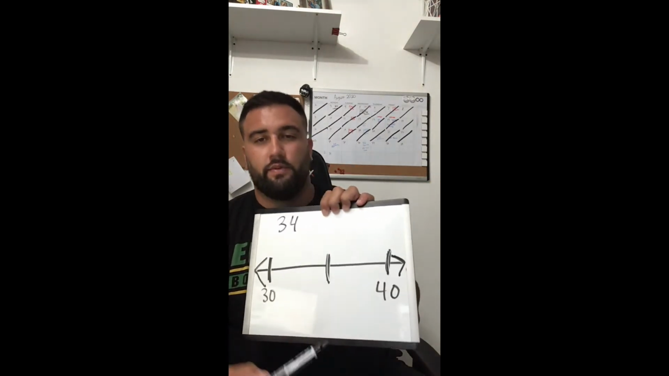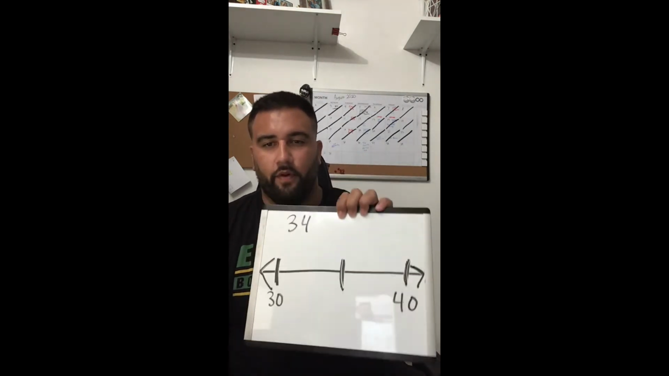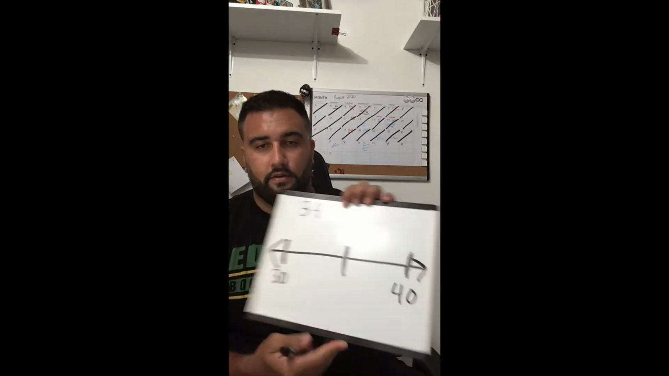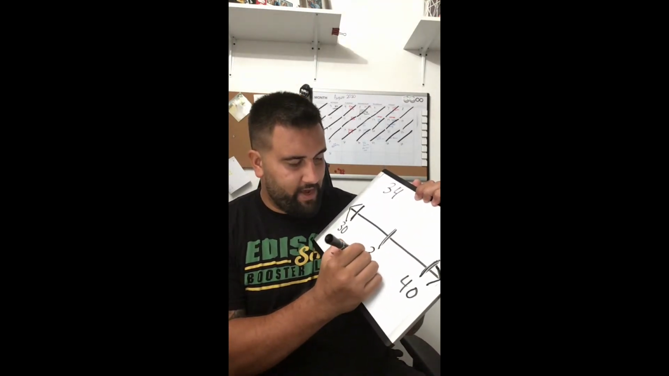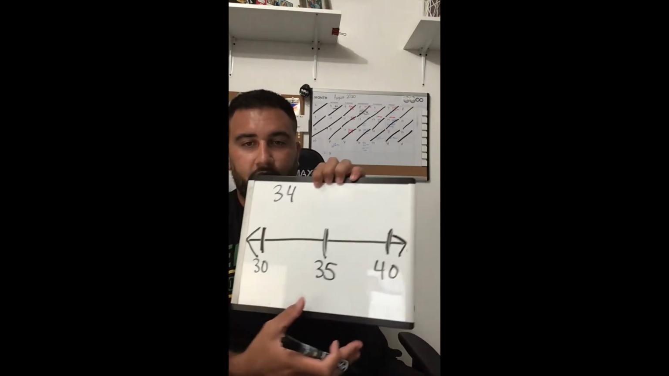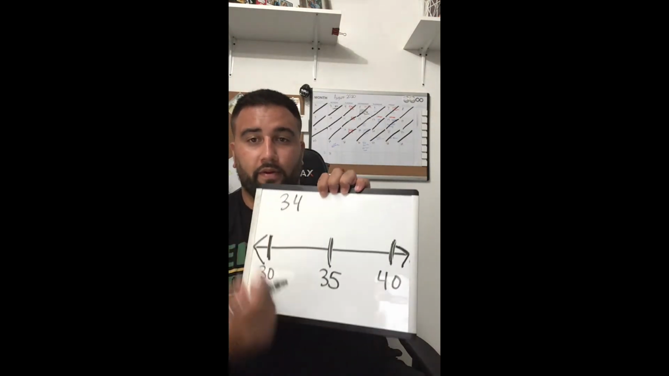Okay. So what number is right in the middle of 30 and 40? It's 5 from 30, and it's 5 from 40. Okay, there we go. It's 35. Okay. So we have 30, 35, and 40. Now, we're going to find out where 34 goes.